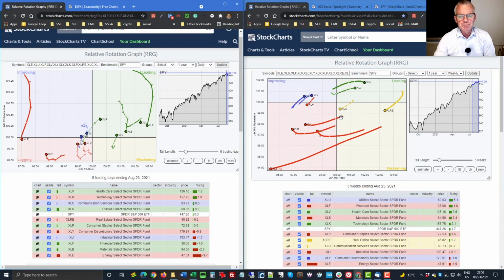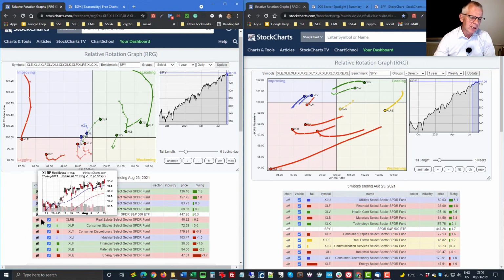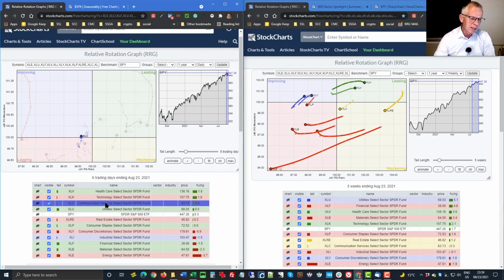Communication services is close to the benchmark, but at a negative RRG heading. And if we bring that up on the daily, then you see it's also close to the benchmark, but picking up almost vertically. So it's pretty much a momentum move at the moment on the daily scale, not so much a pickup of relative strength. Again, all in all, a pretty mixed bag.